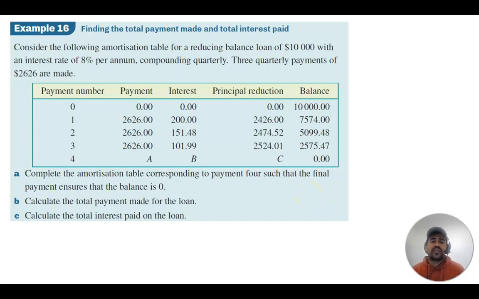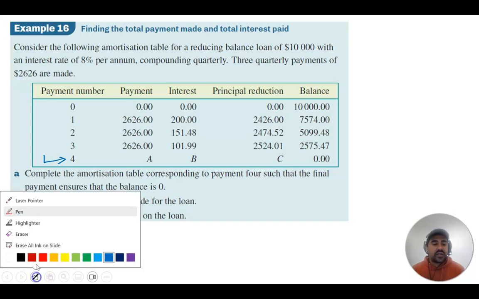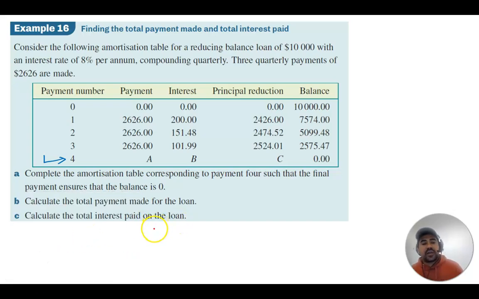Now, when we work out this question, this is actually going to be worked out in a different order. We would be so used to going A, B, and C. With this being our last payment, this $2,626 is now being unlocked, and we're going to alter this. So we're not going to work out A first. A is going to be worked out a little bit afterwards. First things first, let's have a look at the question. Complete the amortization table corresponding to payment 4 such that the final payment ensures that the balance is 0. Calculate the total payment made for the loan, and then calculate the total interest paid on the loan.